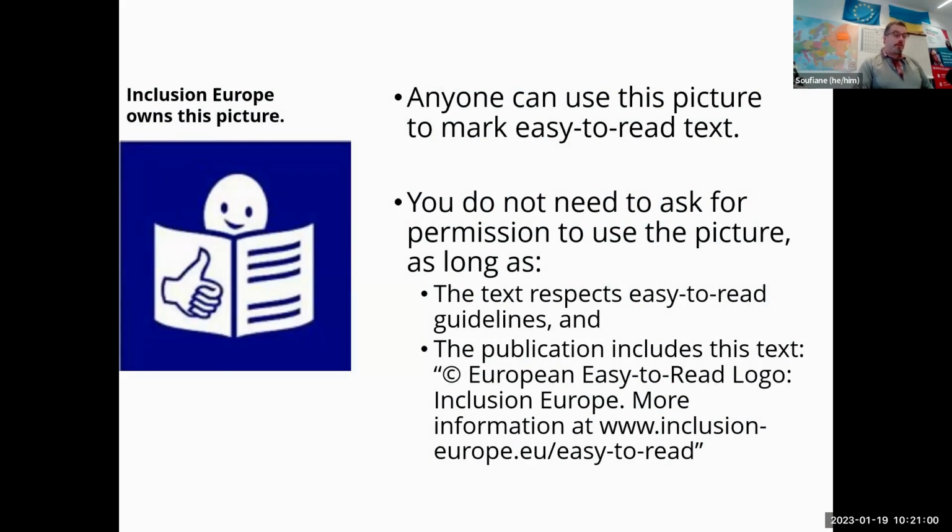The logo helps those with intellectual disability to know that the information is available in easy to read. You can add, and you should add, this little dude to any document you have written in easy to read, following the rules I have talked about in this training. You don't need permission as long as you follow these rules.